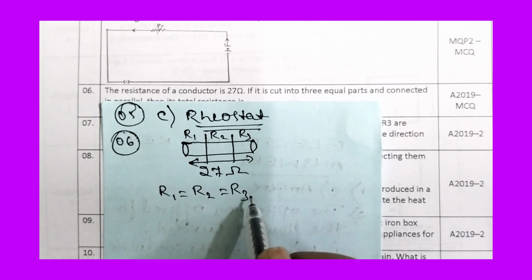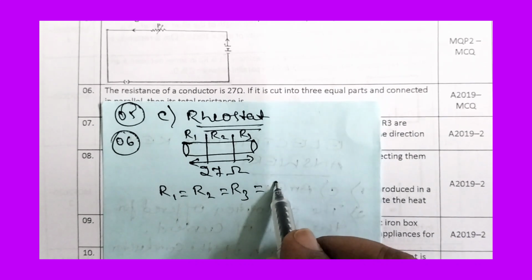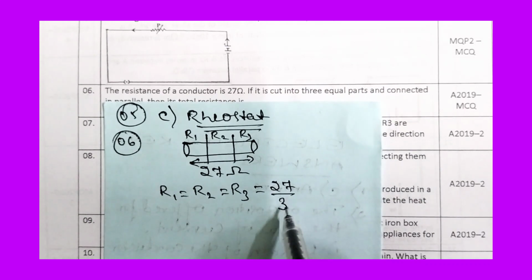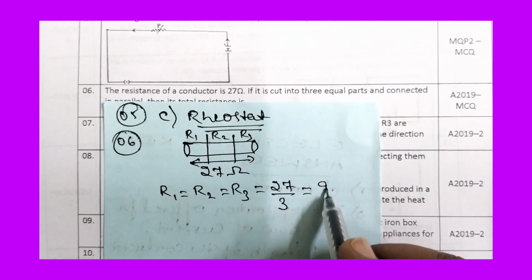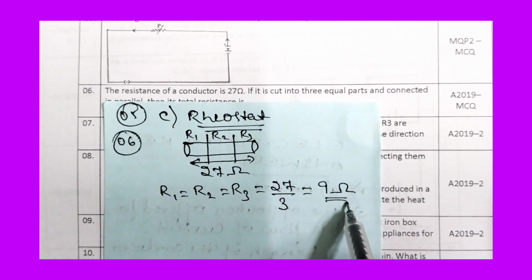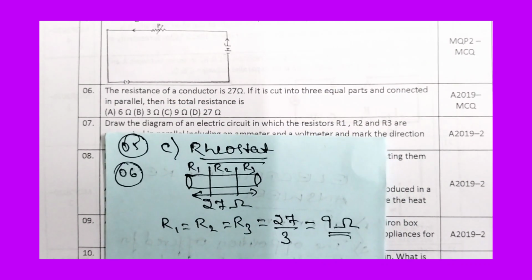R1 is equal to R2 is equal to R3. So total 27 ohm was there. We have divided it into 3 equal parts, so what is the resistance of each resistor? The resistance of each resistor is 9 ohm.